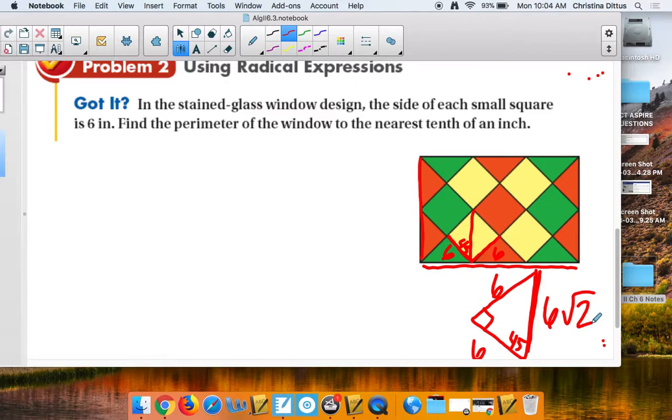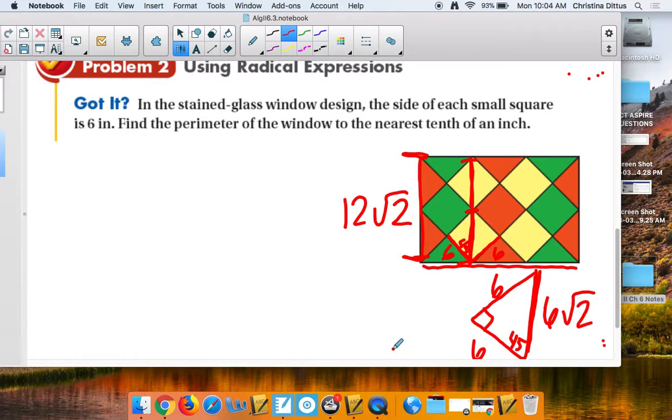Okay. Well, the height of my window, how many of those do I have? Here's 1. I have 2. So how much is from here to here if they're each 6 square roots of 2? 12 square roots of 2. Add them. 6 square roots of 2 from here to here plus 6 square roots of 2 from here to here gives me 12 square roots of 2.